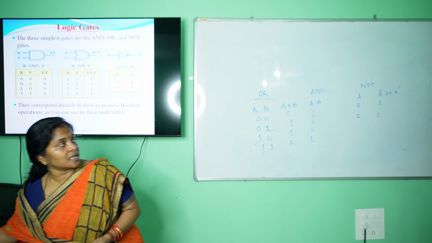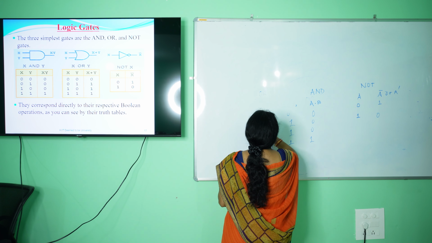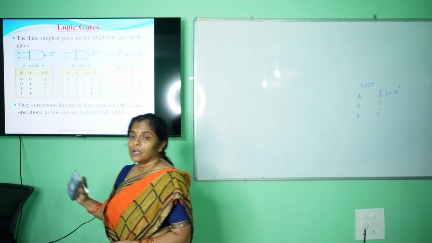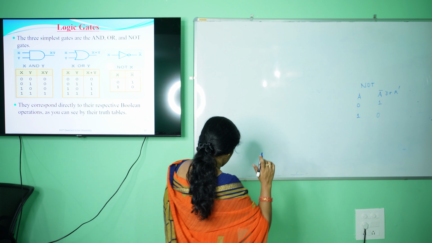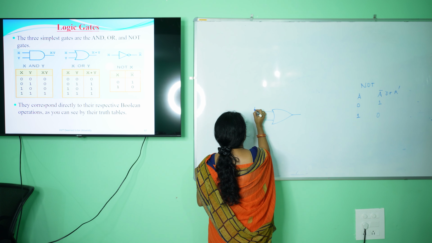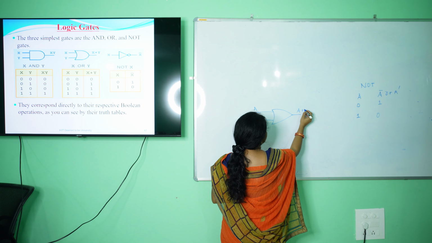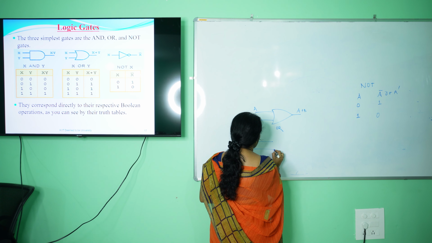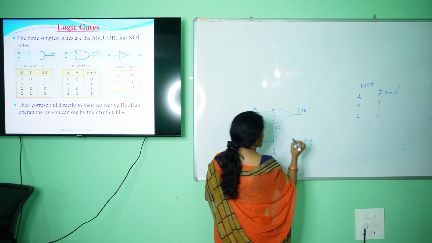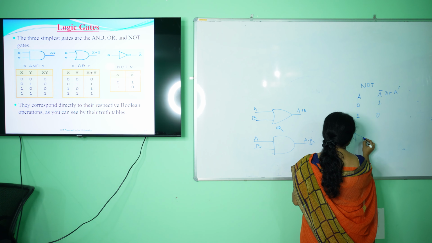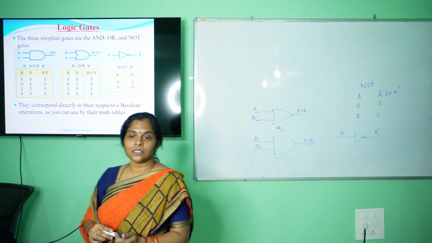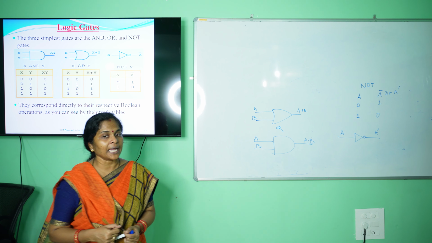Okay. So these are the truth tables of OR gate, AND gate and NOT gate. Now we will see their symbols, because these symbols are used in our digital circuit systems. First of all, the OR gate is represented like this: A, B, A plus B. This is my OR gate. And the AND gate is represented like this: A, B, A dot B. And the NOT gate is represented as a triangle with a bubble, and if the input is A, the output will be A dash. So these are the logical symbols of OR gate, AND gate and NOT gate.